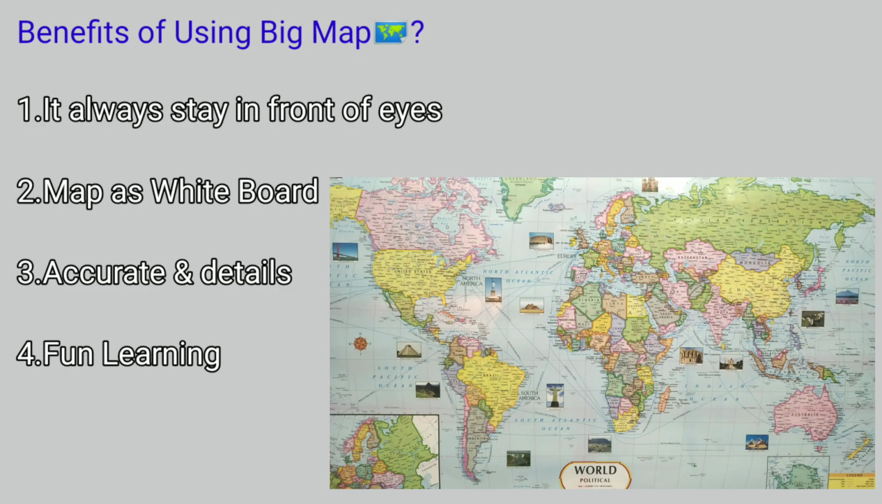We already saw the benefits of having the big map, but once again I would like to tell the benefits of using this big world map. First of all, it is always in front of your eyes, so whatever things are there, it is always there. So whenever you take a break from your learning and you just look at it, it will be very easy for you to remember places.